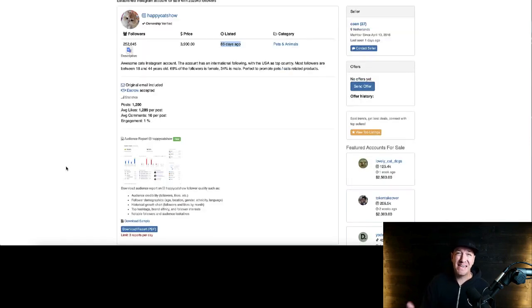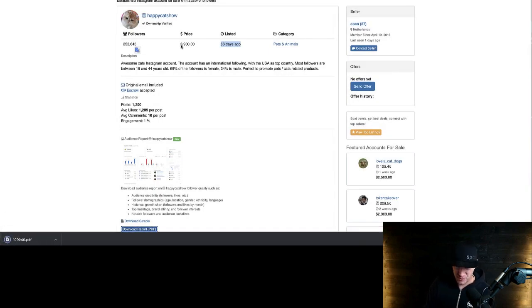You can actually see the report of where the audience is located, which is obviously super important when you're an Amazon seller, because if you've got a bunch of European or Asian or Central American people that are fans of this Instagram account, it doesn't do you any good if you're selling in the US. So it lets you, with the premium account, download 3 reports per day. So let's go ahead and see what this one looks like for fun. The engagement's a little bit low, so I definitely want to negotiate the price on this one, but obviously it's a pretty substantial follower base. Let's see if they've got a lot of people based in the US.